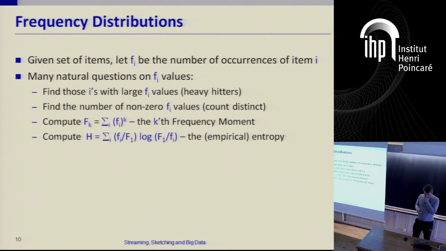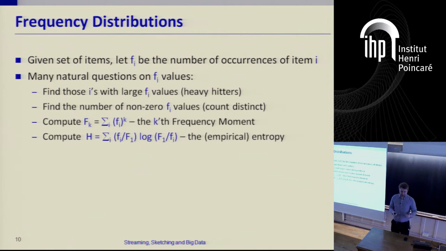Okay. So we have our vector x. We're going to mess around with notation quite a lot because these slides came from many sources and I kept switching notation. So let f sub i be the frequency associated with item i. Equivalently, the ith value in this frequency vector.